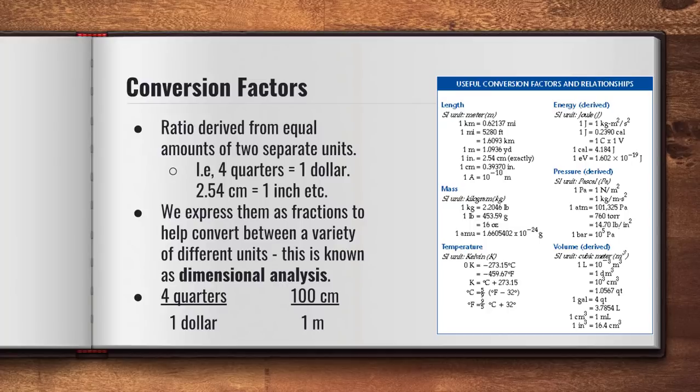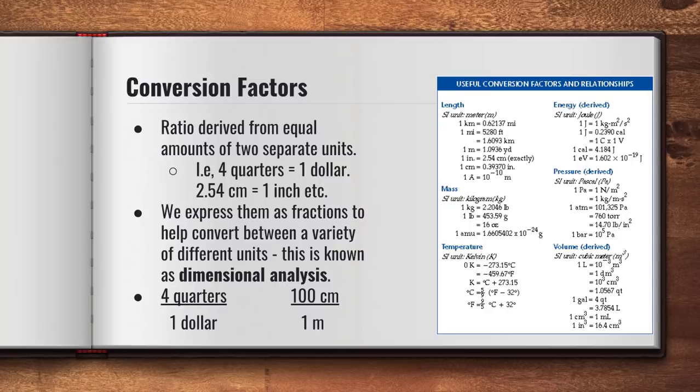And we express them as fractions to help convert between a variety of different units, and this concept is known as dimensional analysis. So if I were to give you $2, you would then know that 8 quarters is equivalent to that, because every 4 quarters is worth $1. It's the same concept here.